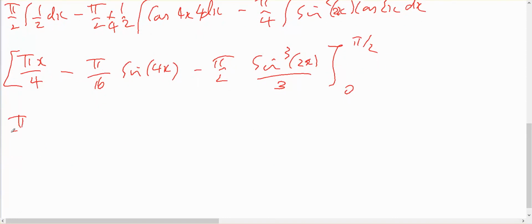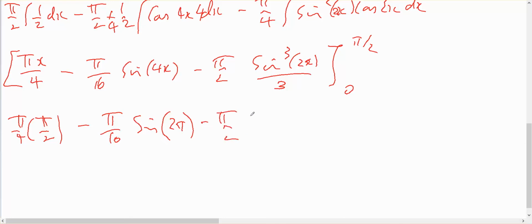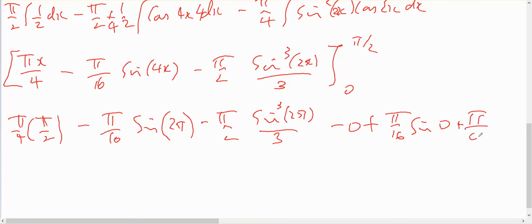So I've got pi on 4 times pi on 2 minus pi on 16 sine of 2 pi minus pi on 2 sine of pi cubed on 3, putting in 0 minus 0, plus pi on 16 sine of 0 plus pi on 6 sine of 0. Those are all 0, 0, 0, which equals pi squared on 8 cubic units.